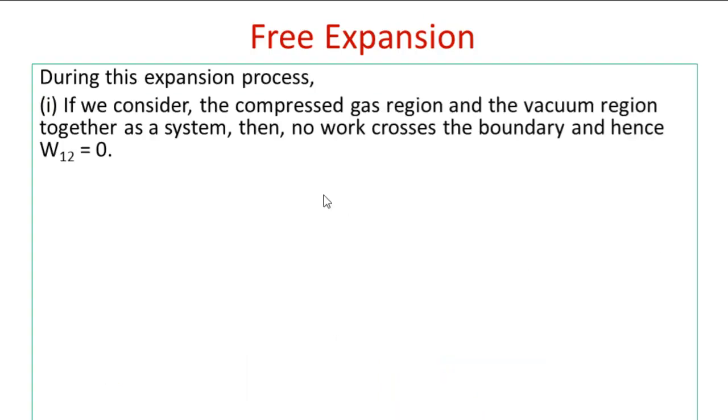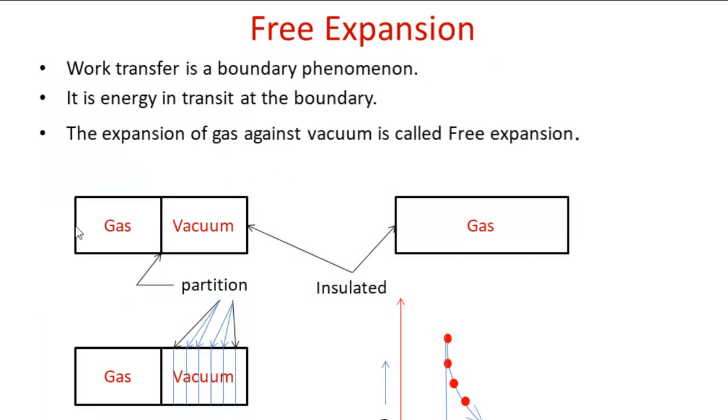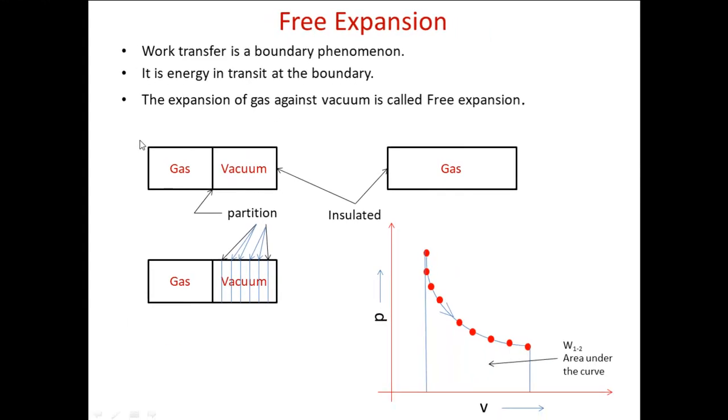Now, since this process is not a quasi-static process, let us say you consider this entire volume as a system: both the pressurized gas chamber and the vacuum region together. Then there is no change in volume. For a constant volume process, work transfer equals 0. But if you consider this portion alone as a system, then we have a change in volume, and we are tempted to determine the work transfer using this integral PdV.